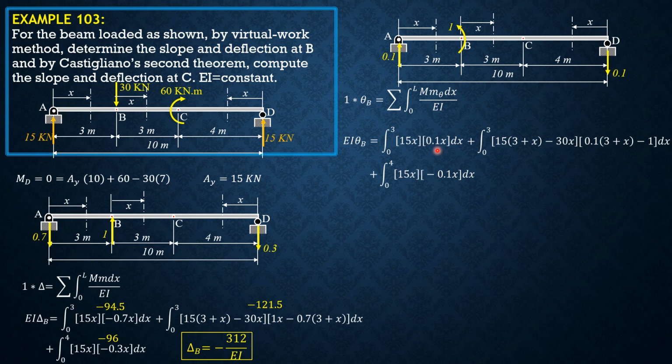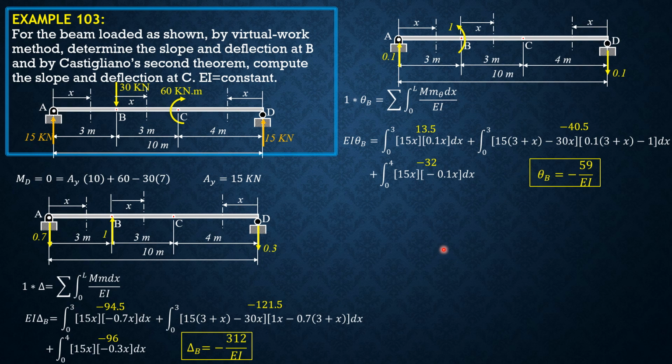So again, the first is integral of 1.5 x squared, 0 to 3. By manually evaluating the integral in your scratch paper, 13.5. Here you may simplify before you evaluate the integral. But the value of this is equal to negative 40.5. Finally here, negative 1.5 x squared, 0 to 4, is negative 32. So combining these values, 13.5 minus 40.5 minus 32, theta B can now be solved. It is equal to negative 59 over EI.